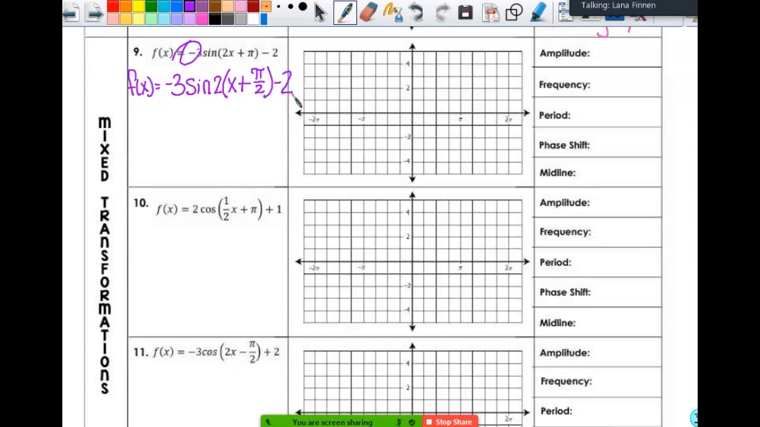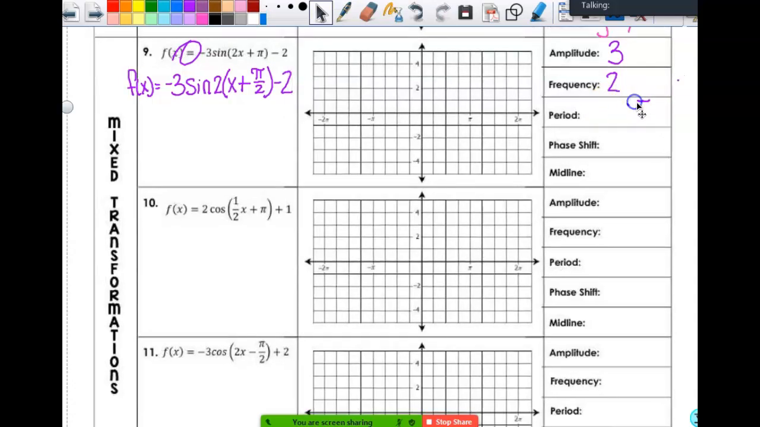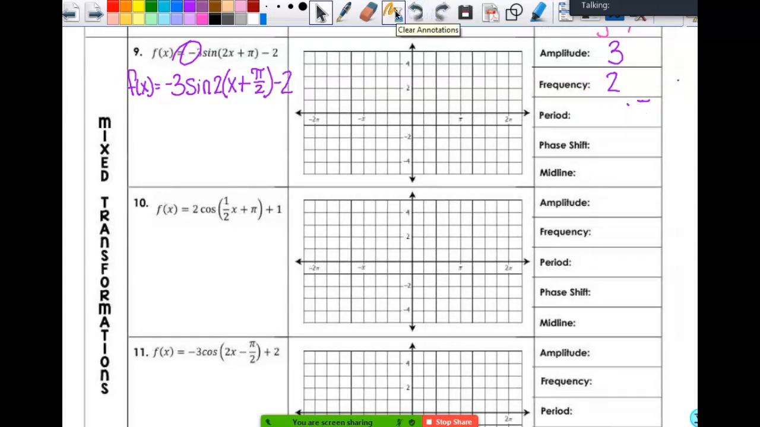So my amplitude is a positive 3. My frequency is 2. So the period is pi. All right, so period is pi. Phase shift, which direction am I going? Left, bless you, pi halves. And midline, y equals negative 2. We always just write in the midline.